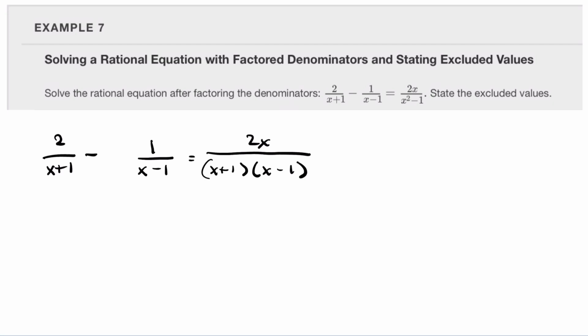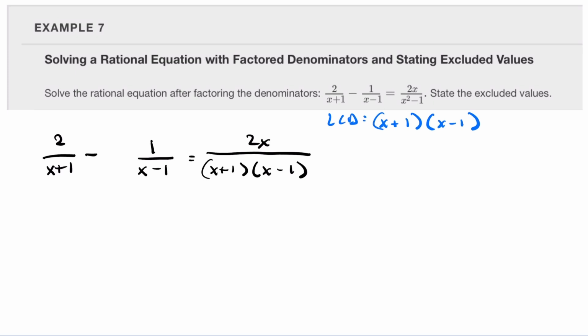So the LCD in this case, you need one of each factor. Again, factors are things that we multiply and divide. Terms are things that we add and subtract. So we need an x plus 1 and we need an x minus 1. All right. So the least common denominator is going to be this times this.